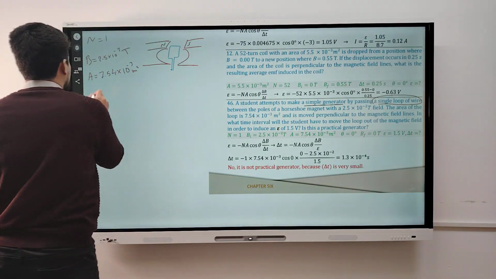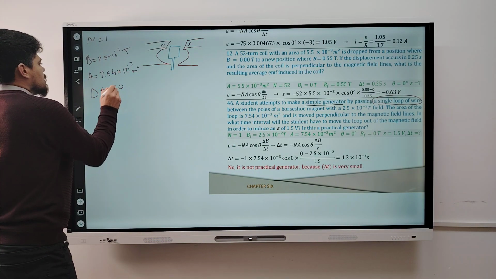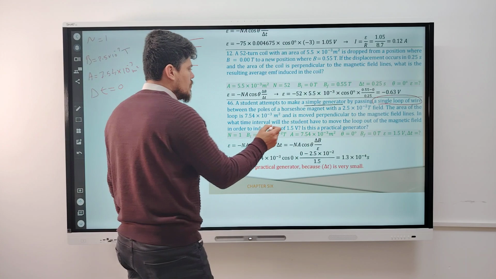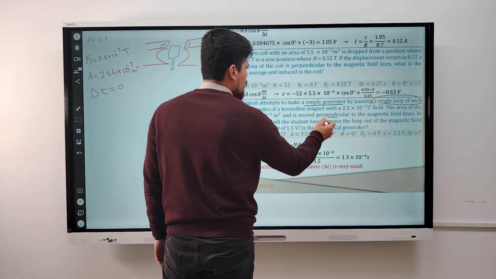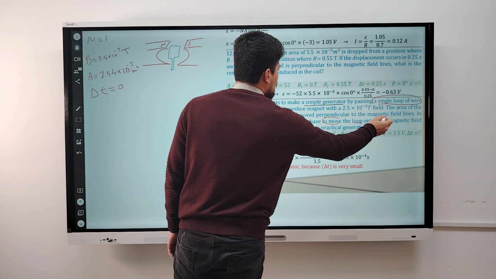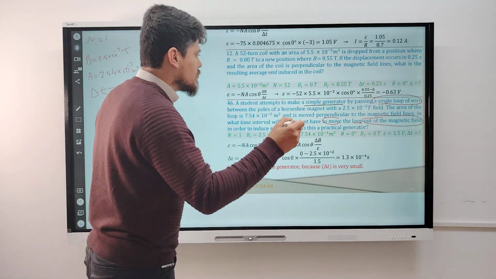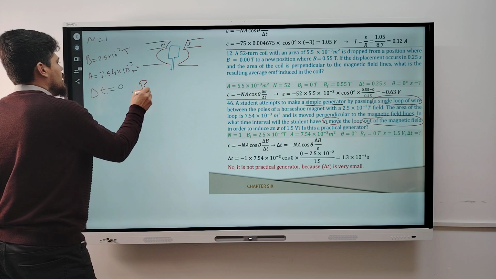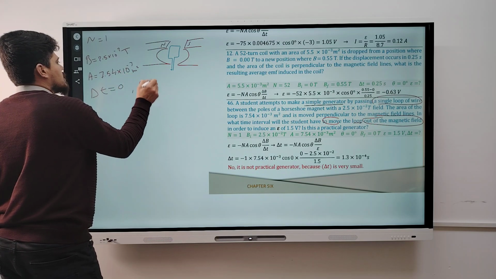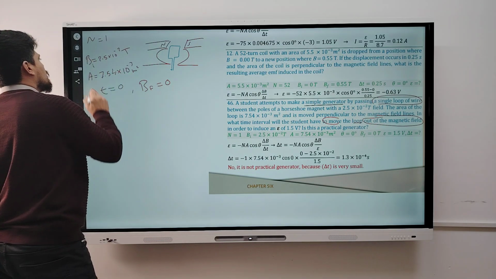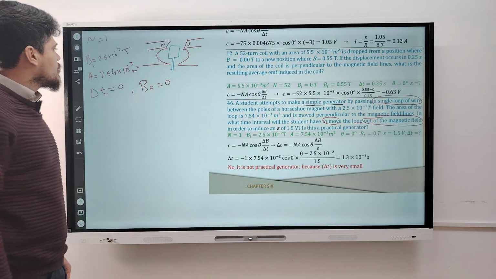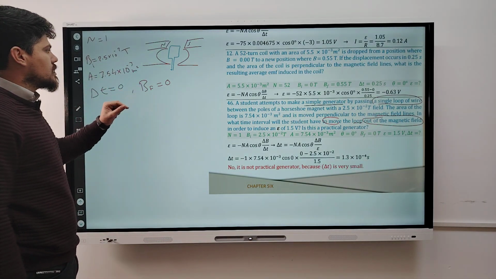In what time? It is that delta T is unknown. Move the loop out of the magnetic field. What do you mean by move the loop out of the magnetic field? It means that B final, or B2, is 0. So this is B initial. So what happened to the magnetic field? Decrease or increase?